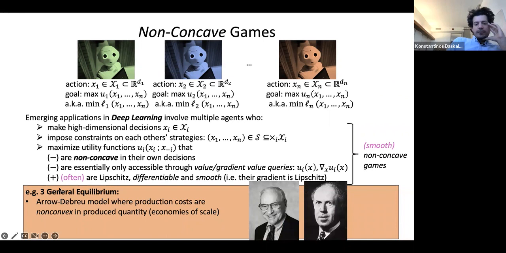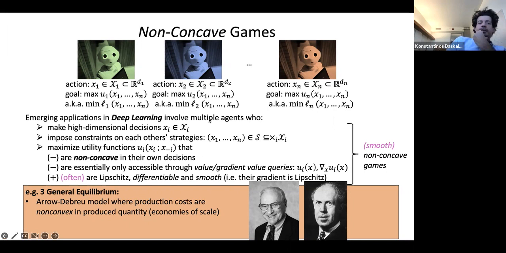Another example of the types of games contained in my class is the classical Arrow-Debreu general equilibrium model. And in fact, if I allow non-concavity, I allow to contain economies that don't actually fall under the model that Arrow and Debreu wrote down. In this general equilibrium theory developed by these two and those that came before or after them, it is typically assumed that the producer has a convex cost function for producing more stuff. This convexity in the cost function is there so that their utility is concave in their actions.